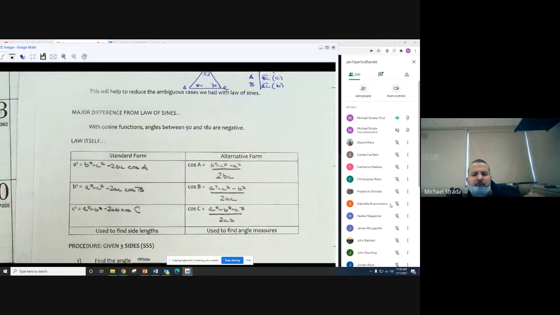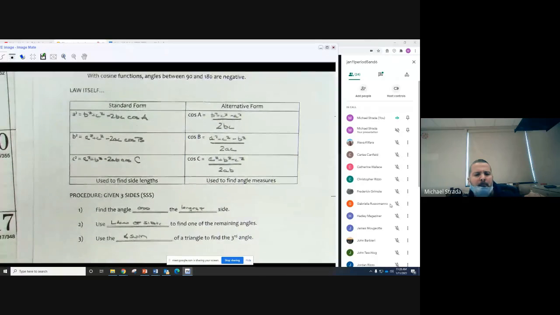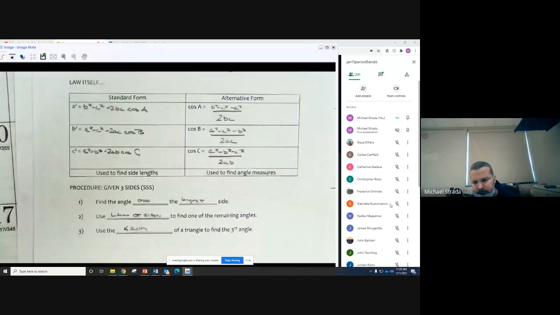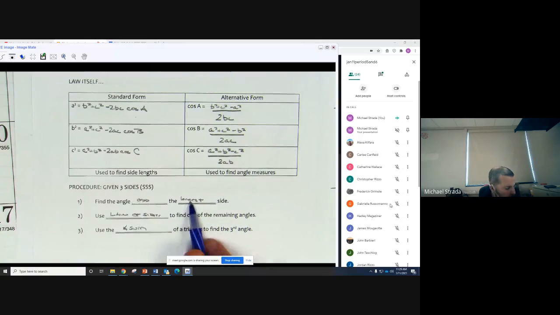Okay, so there's going to be two situations. Situation one, where they give you all three sides. Number one is to find the angle opposite the longest side. Number two, use law of sines to find one of the remaining angles. Number three, you then use the angle sum of a triangle to find the third angle. You must pick the longest side. By picking the longest side, we get rid of the possibility of the ambiguous case, and we make our lives so much easier.